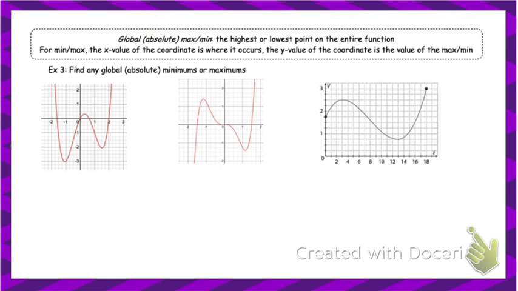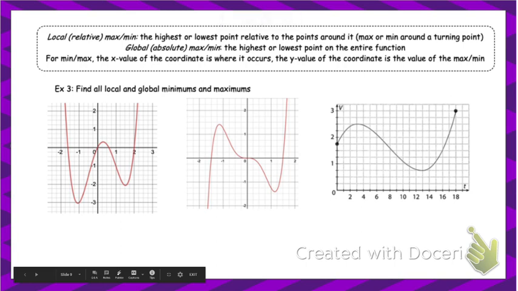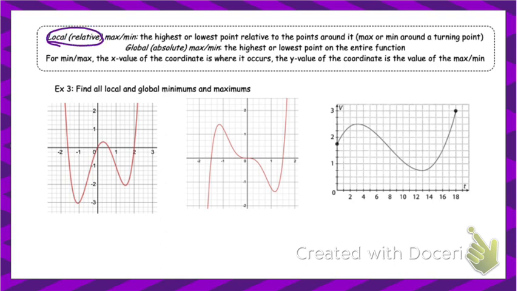But what we're also going to talk about today is something called a relative min or max. A relative min or max is also sometimes referred to as a local min or max. Those two words are used interchangeably. And what they are is they're not necessarily the highest or lowest point on the entire graph. Now they could be, but really what they are is the lowest or highest point relative to the other points around it. We sometimes refer to these as turning points on our graph.